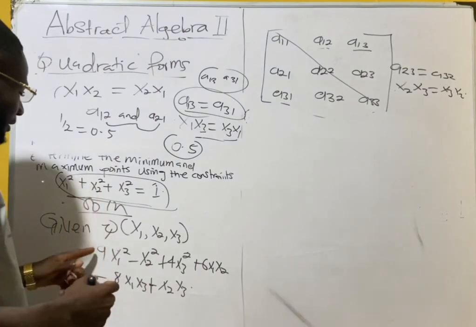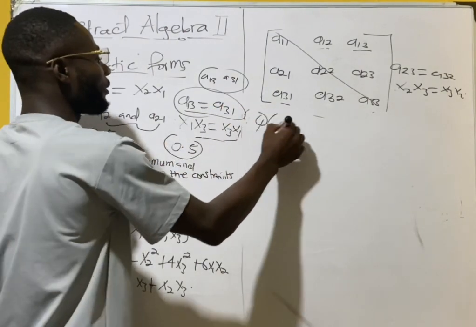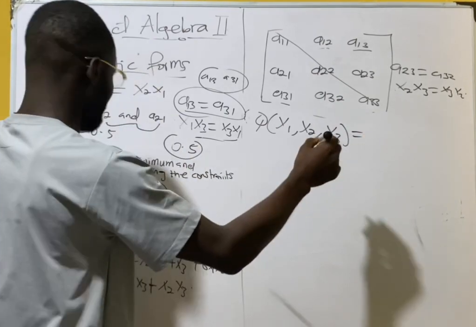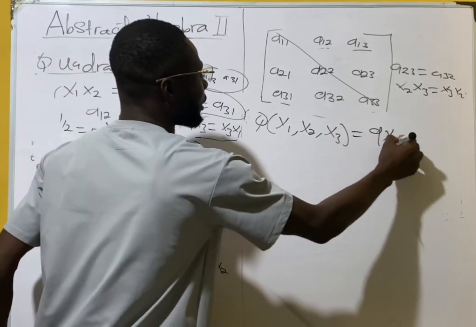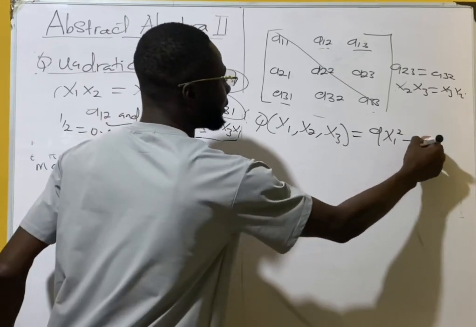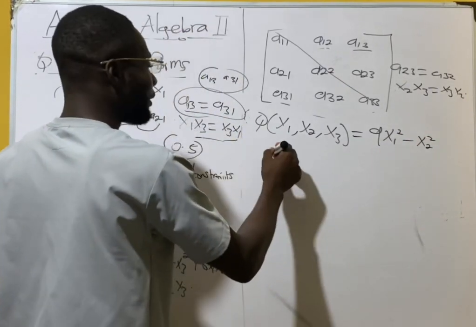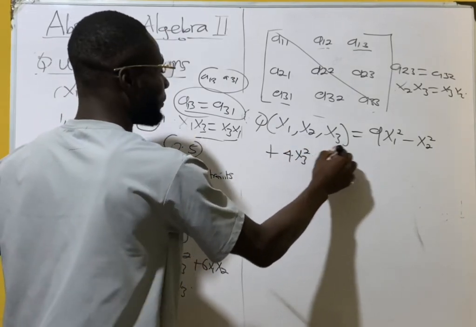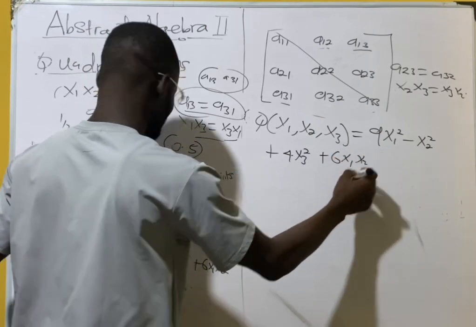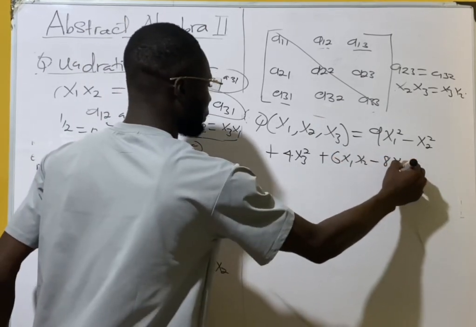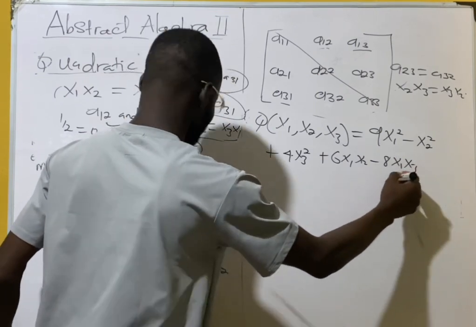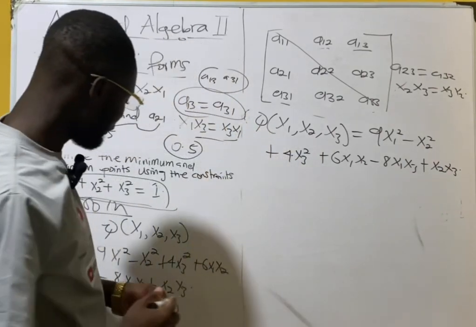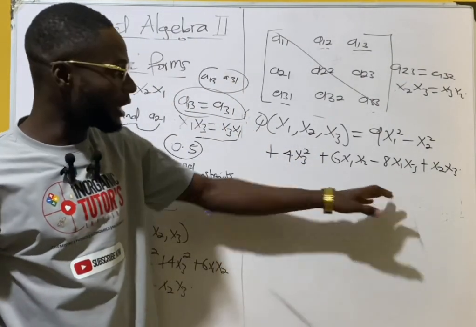Okay, so this is the quadratic form that we have. Q of x1, x2, x3 equals 9x1 squared minus x2 squared plus 4x3 squared plus 6x1x2 minus 8x1x3 plus x2x3.